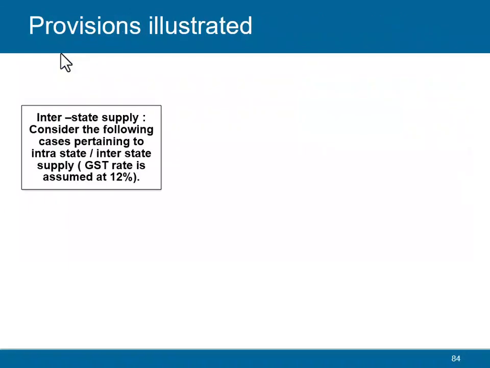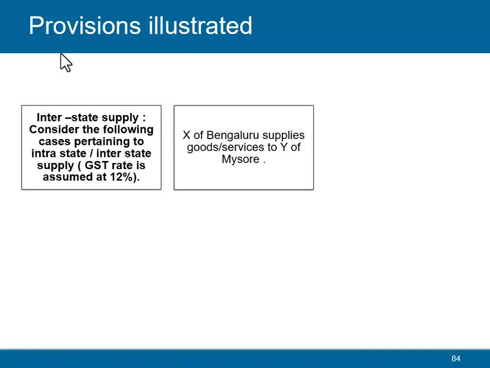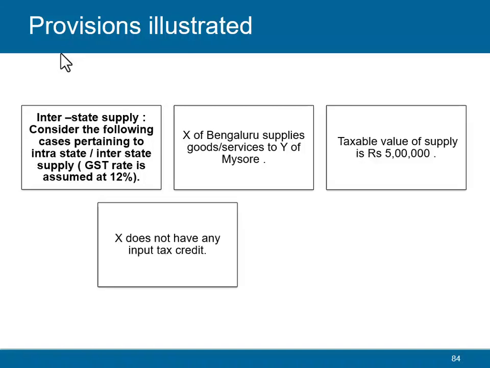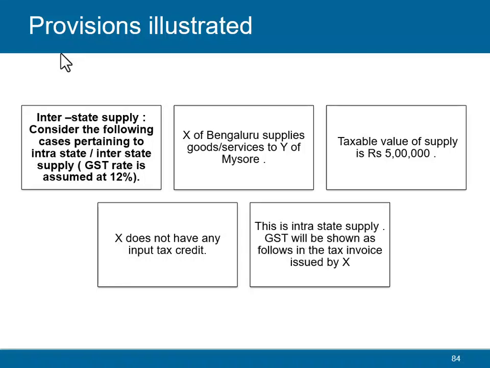अब चलते हैं इंटरस्टेट सप्लाई. Now it is interstate. Consider the following cases pertaining to interstate supply, GST at 12% assumed. X of Bengaluru supplies goods and services to Y of Mysore. So Bengaluru and Mysore are within the same state. Taxable value is 5 lakhs. X does not have any input tax credit, पहला chain में. So this is an intrastate supply within the state.